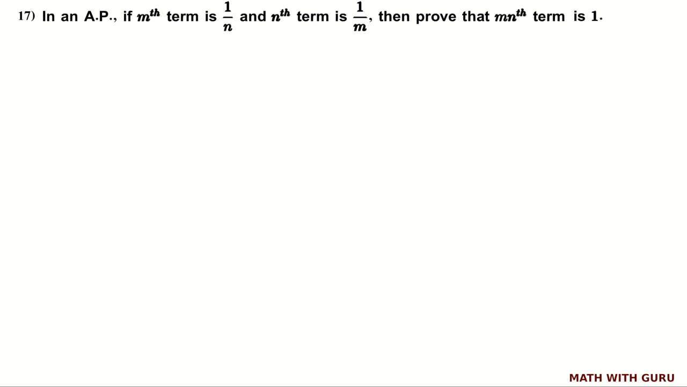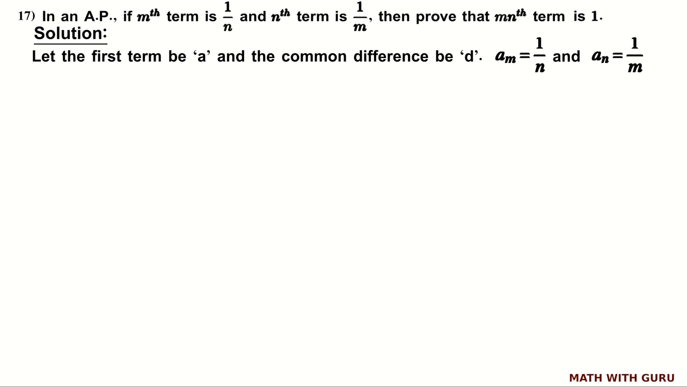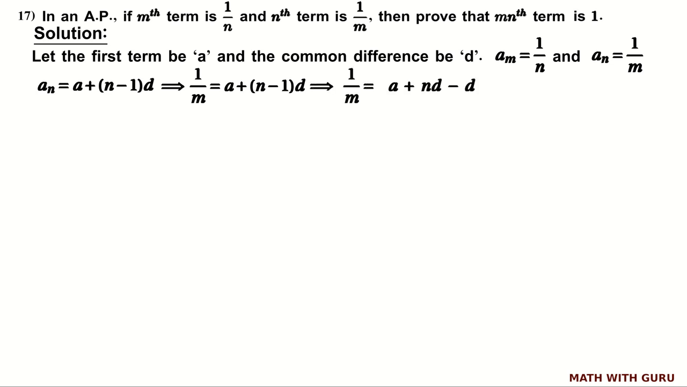17th question. In an AP, if the mth term is 1 by n and the nth term is 1 by m, then prove that the mnth term is 1. Let the first term be a and common difference be d. a_m equals 1 over n and a_n equals 1 over m. a_n equals a plus (n minus 1) into d. This implies 1 over m equals a plus nd minus d. Take this as equation 1.